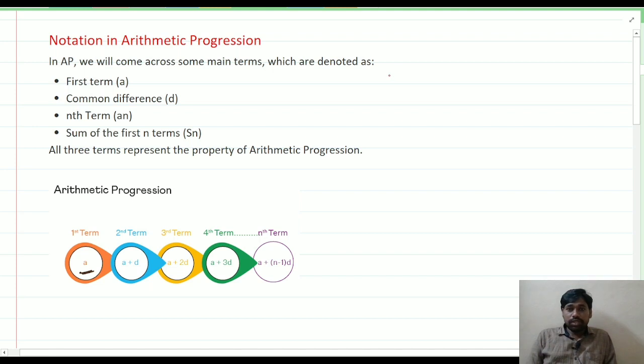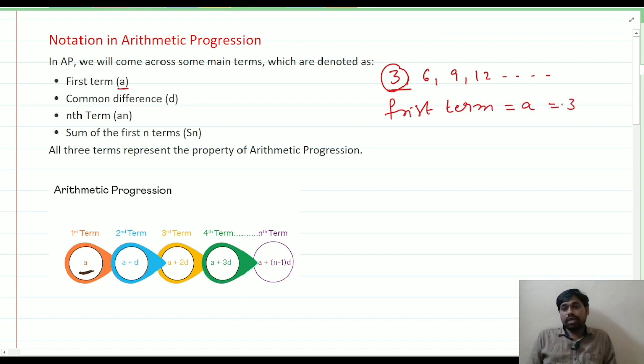Okay, so what is meant by arithmetic progression? As I told you, if there are numbers like 3, 6, 9 and 12 and so on, in this sequence of numbers, the first term of the AP is called A. A is nothing but the first term, which is equal to 3 here. Each number is denoted with A1, A2, A3, A4 and so on.